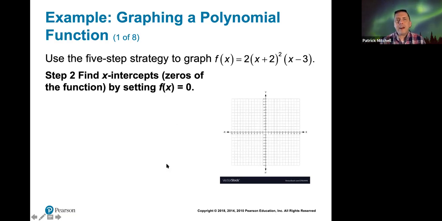Step 2 is to find the x-intercepts, which are the zeros of the function, by setting f of x equal to 0. Now I like that the function is written in this form. It makes it very easy to solve that equation, which I didn't do here, so I guess I should switch over to the tablet. I'm kind of surprised I don't have that there.